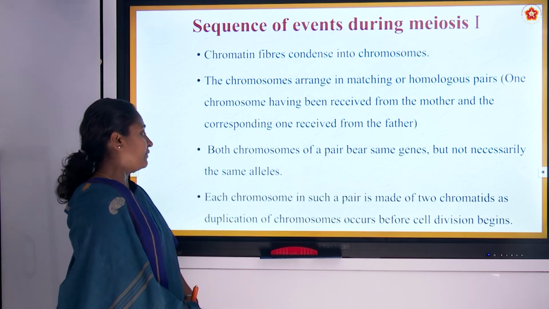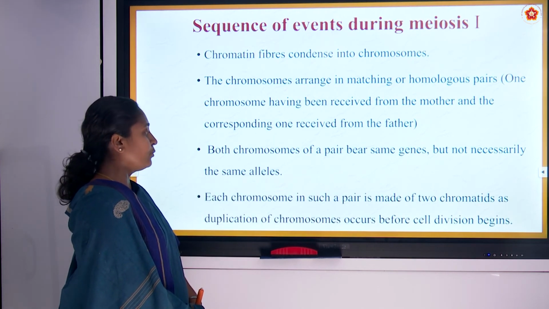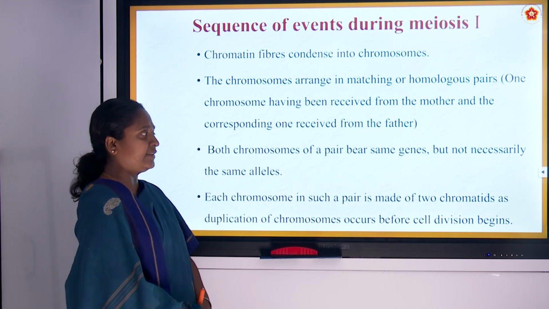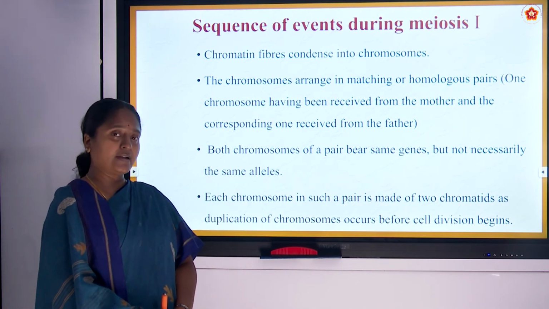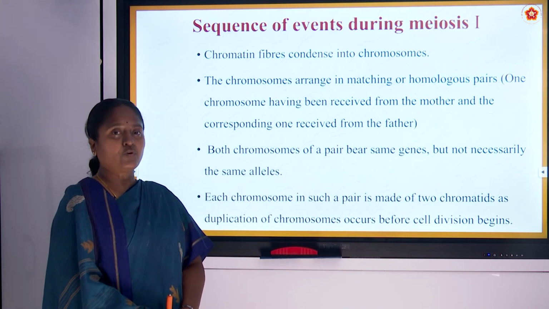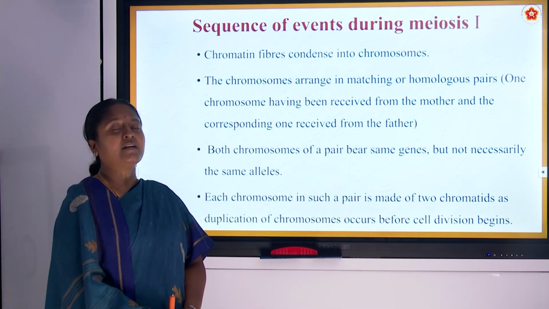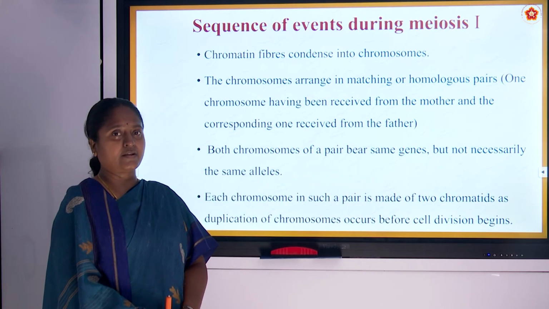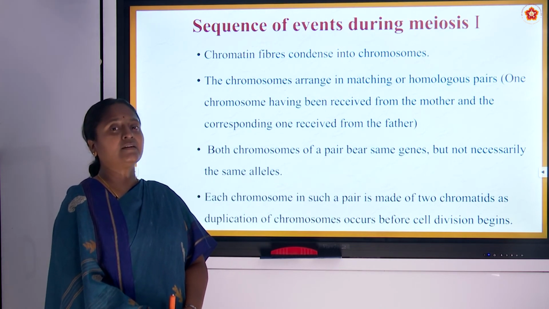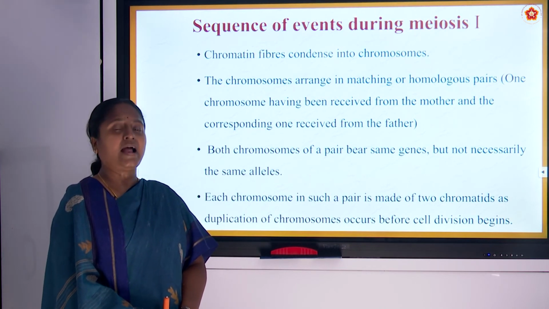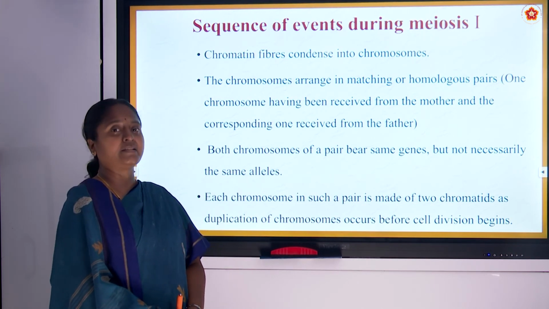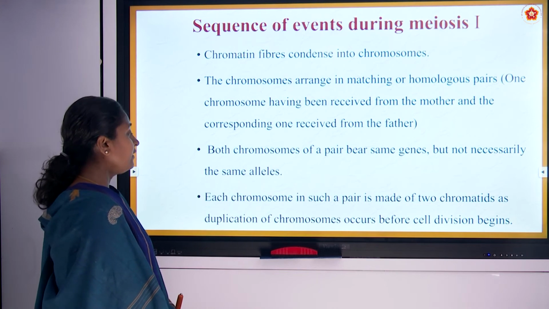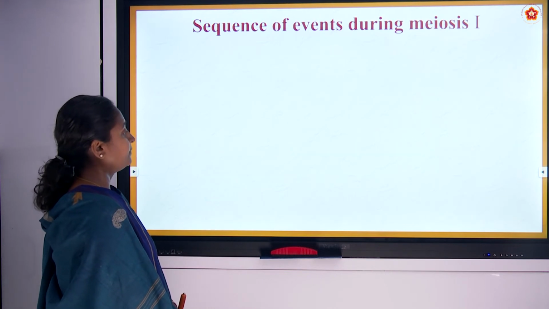Then what happens at the end? Some of the chromosomal parts get exchanged. We are not exactly looking like our mother, and we are not exactly looking like our father, right? We show intermediate characters, some characters like mother and some like father. Why? Because meiosis 1 happened, and we get a mixture of characters of father and mother present in our body.